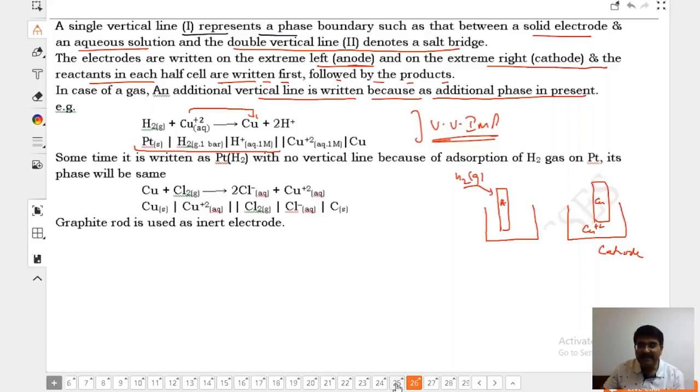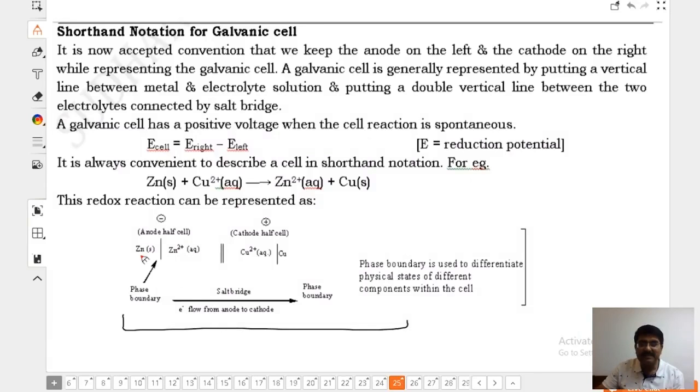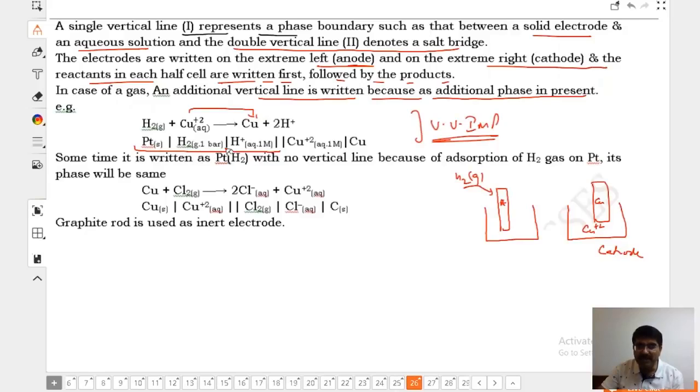What we wrote in the last case was Zn, Zn plus 2. But now you have added one more thing: hydrogen gas, one bar, and H plus. Correct? And where will it be present? On platinum. On this side, it is going to be the same thing. Sometimes it is written as platinum hydrogen with no vertical line, because the phase of adsorbed hydrogen gas on platinum will be the same. So we can write it, but you will more commonly use this.